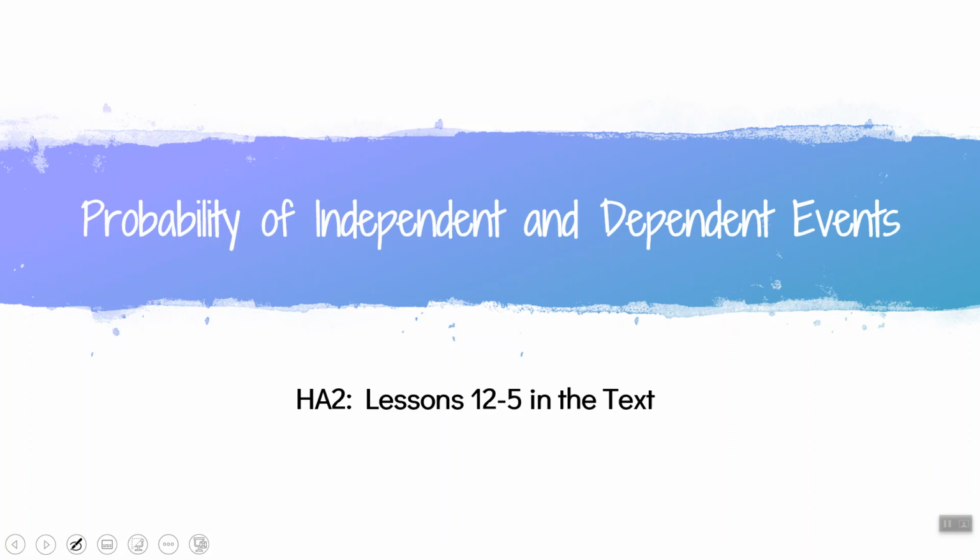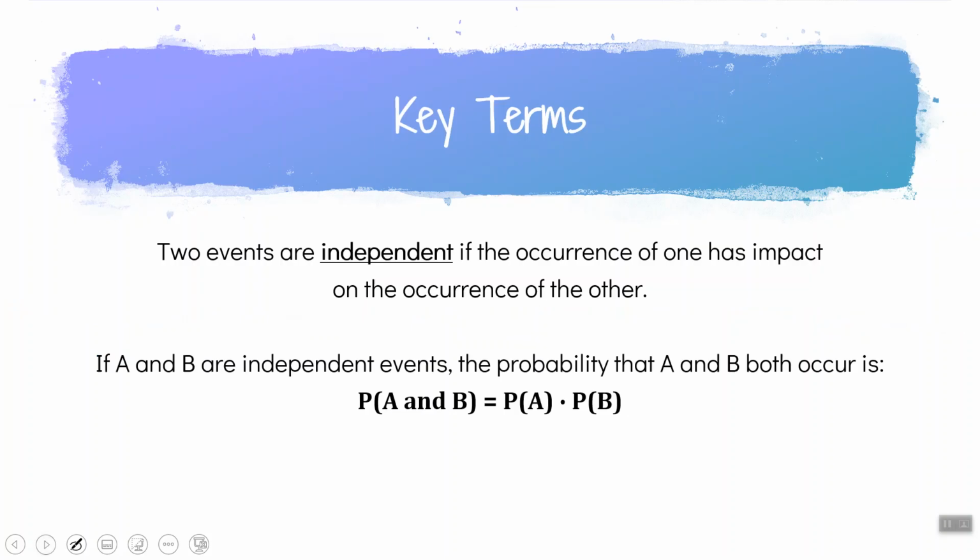Guys, in this video lesson, we will be discussing the probability of independent and dependent events. This is in lesson 12.5 in your book, if following a book helps you. So we know two events are independent if the occurrence of one event doesn't impact the occurrence of another event.